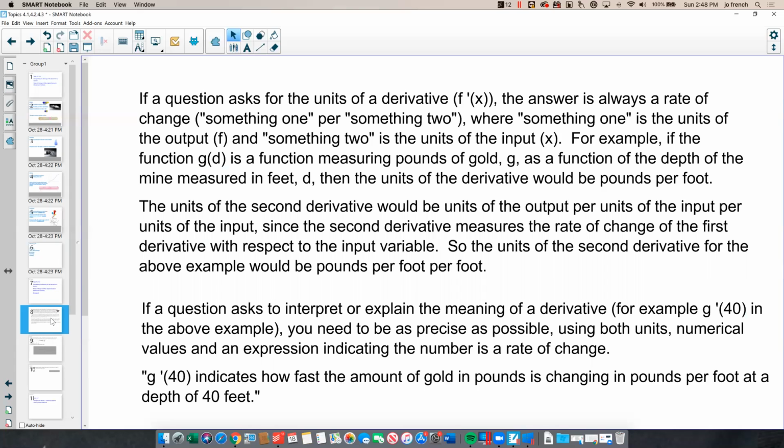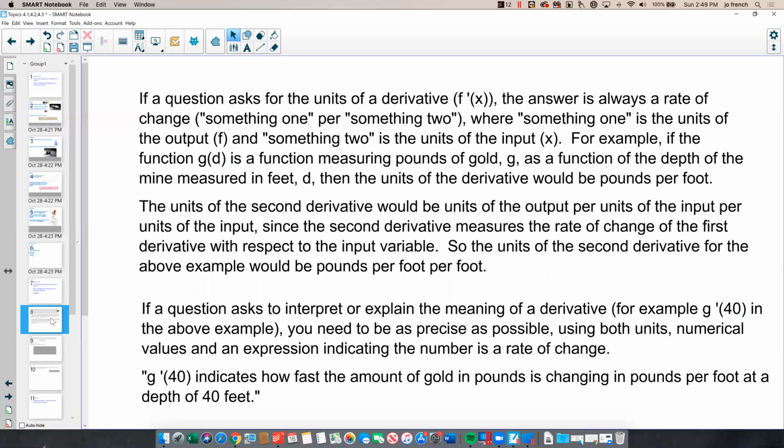For example, if the function g of d is a function measuring pounds of gold, g, as a function of the depth of the mine measured in feet, d, then the units of the derivative would be pounds per foot, output per input. The units of the second derivative would be units of the output per units of the input per units of the input, since the second derivative measures the rate of change of the first derivative with respect to the input variable. So the units of the second derivative for the above example would be pounds per foot per foot.